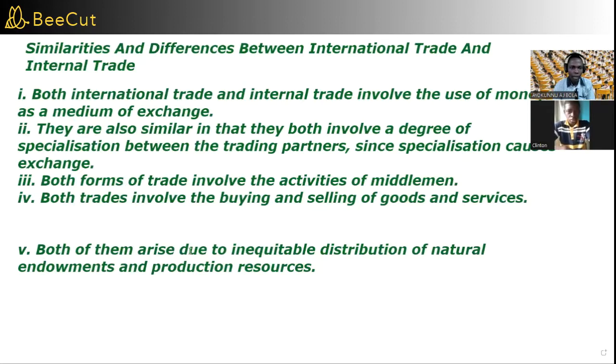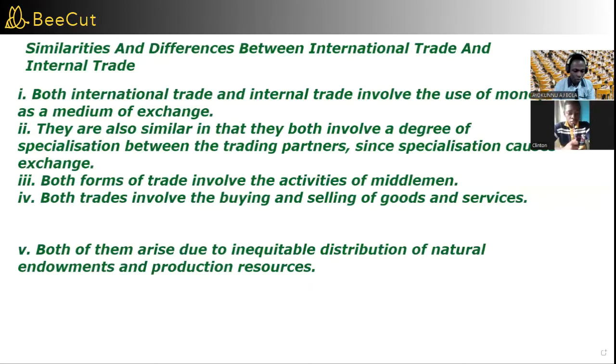So both of them arise due to inequitable distribution of natural endowment and production resources. What is that one saying? The meaning is that a country cannot have all it needs in order to survive. It must have some, while it will be deficient in some. And what it is deficient in will be available in another country, or in another region, and that makes the need for trade in the first place. So whether international or local, these are the similarities between international trade and internal trade, which is home trade.